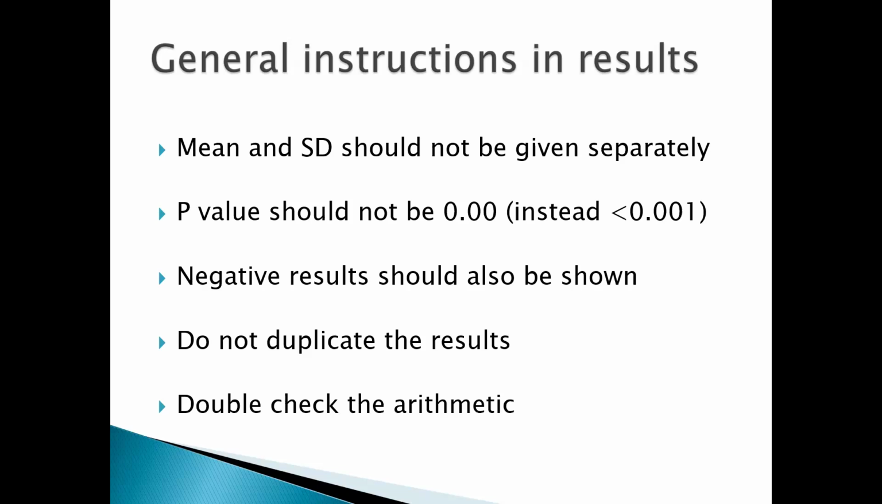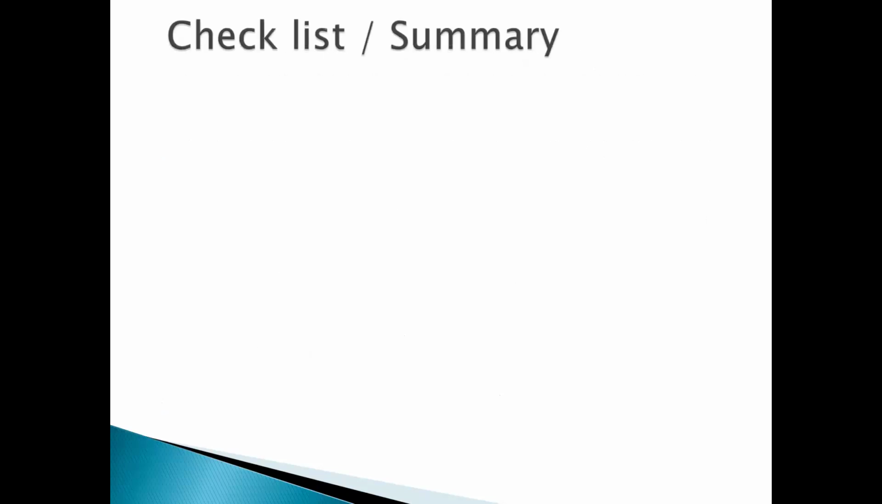Double check the arithmetic when you are using tables, and when you have so many numbers and are totaling them, make sure that the total is appropriate. If there is a total mistake, then the journal reviewer will think that you are too careless, and not fit enough to have your article in this particular journal. So please check the arithmetic properly.